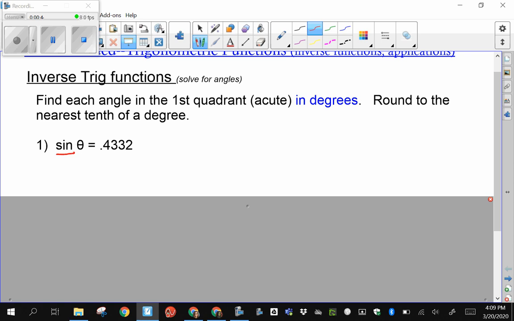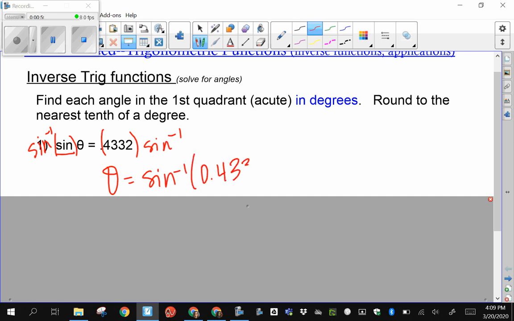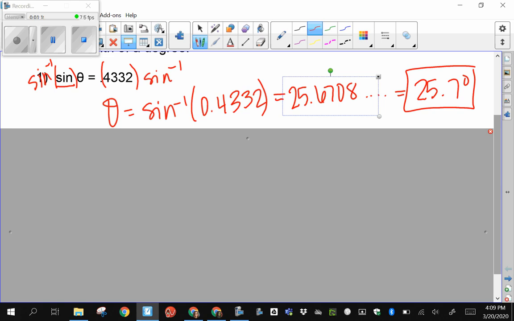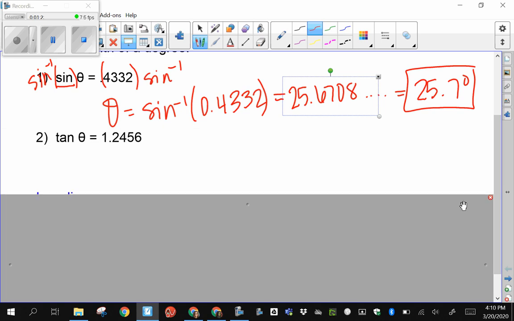So if we want to undo sine on both sides, you would have to take the inverse sine on both sides. Theta is equivalent to the inverse sine, or remember the arc sine means the same thing. And that should spit out a degree measure for you. If your calculator is in the right mode, you should be double checking that. And they asked us to round that to the nearest tenth of a degree, so we'll say 25.7 degrees. So you just want to practice that whether you're using your phone or TI-30. I actually think it's probably easier to switch the mode on the TI-30s, but it is what it is.